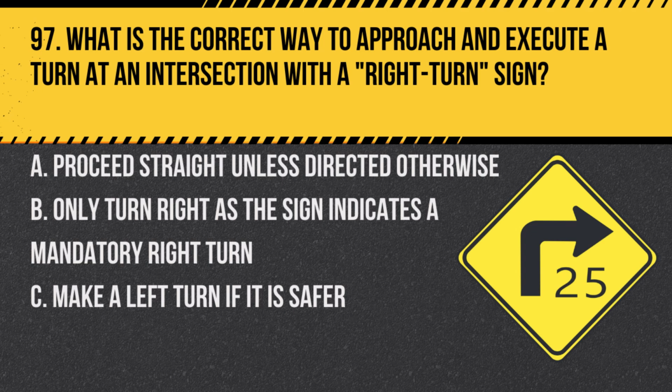Question 97. What is the correct way to approach and execute a turn at an intersection with a right turn sign? A. Proceed straight unless directed otherwise. B. Only turn right as the sign indicates a mandatory right turn. C. Make a left turn if it is safer. Answer: B. Only turn right as the sign indicates a mandatory right turn. The sign requires drivers to follow its direction.